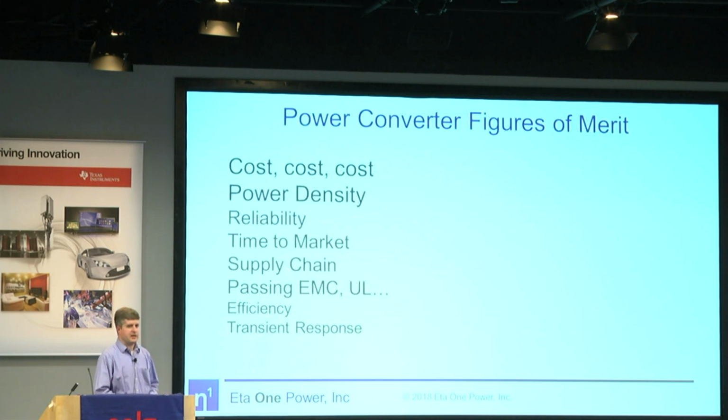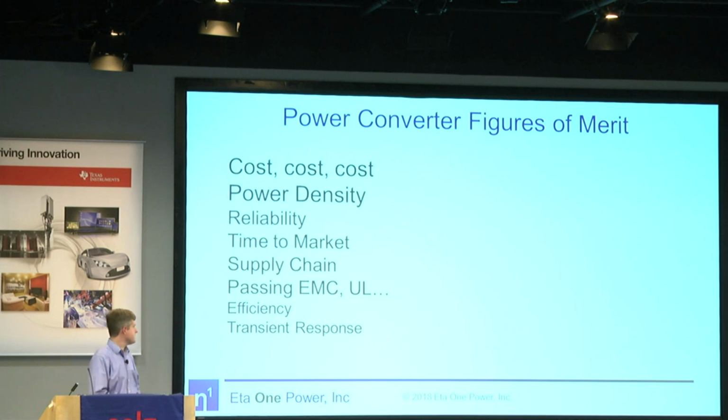Let me start by talking about some common figures of merit for power converters. Number one figure of merit for almost every power converter out there is cost. For any two power supplies that meet the requirements, the cheaper one will always win. The next figure of merit is power density. You want your supplies smaller and smaller because they have a very utilitarian function. If you have a fixed size box or a server or something like that, you want as much space as possible for computation or storage or something interesting for the customer, not a power supply.